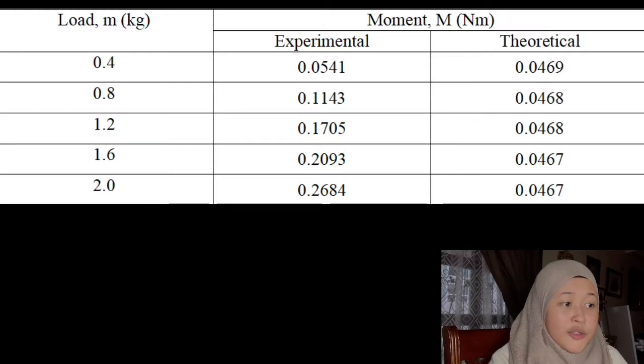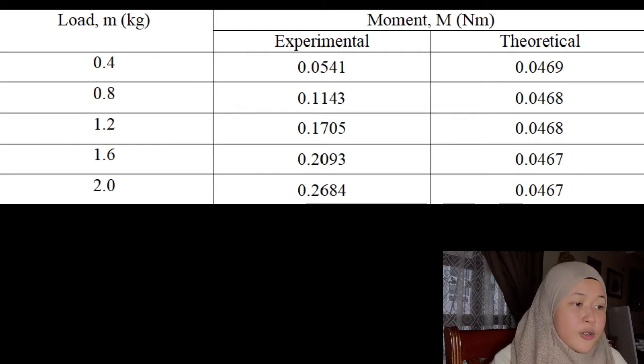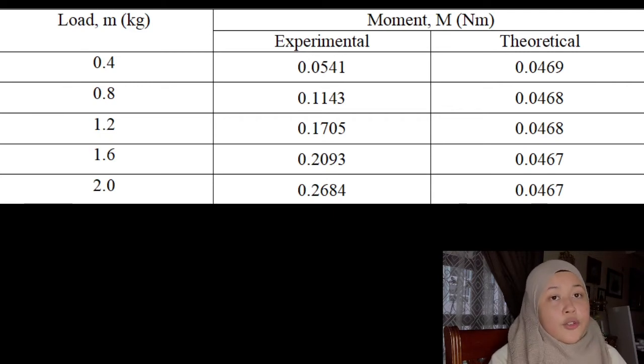Based on the table above, both moments, experimental and theoretical, have different values. The experimental value for moment is bigger than the theoretical value. Other than that, both values increase directly proportional to the amount of load added to the hanger. The value of moment for both results is the biggest when the load is at 2 kg, while the smallest value for the moment is when the load is 0.4 kg.